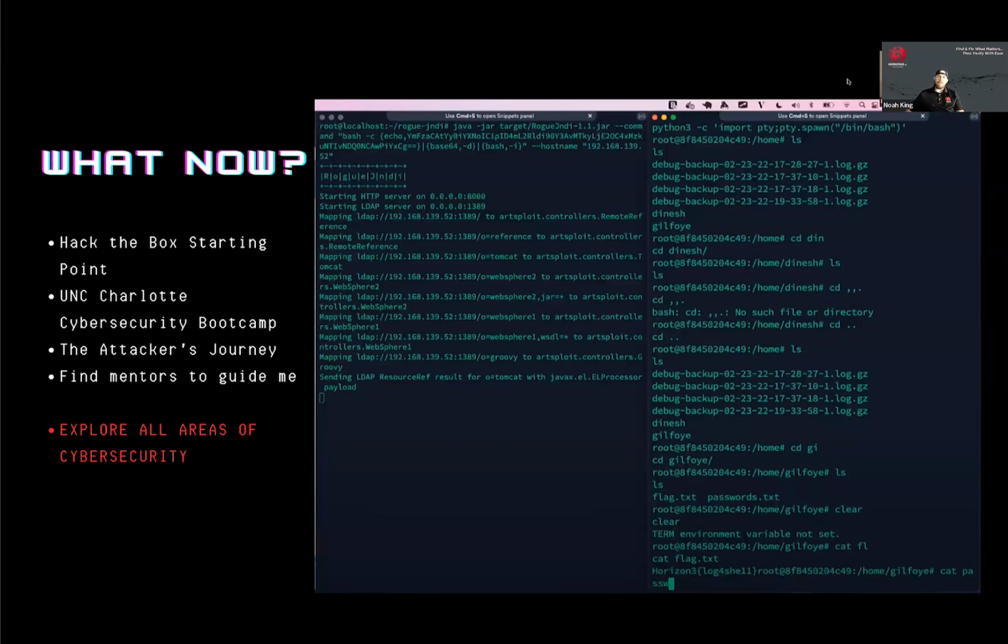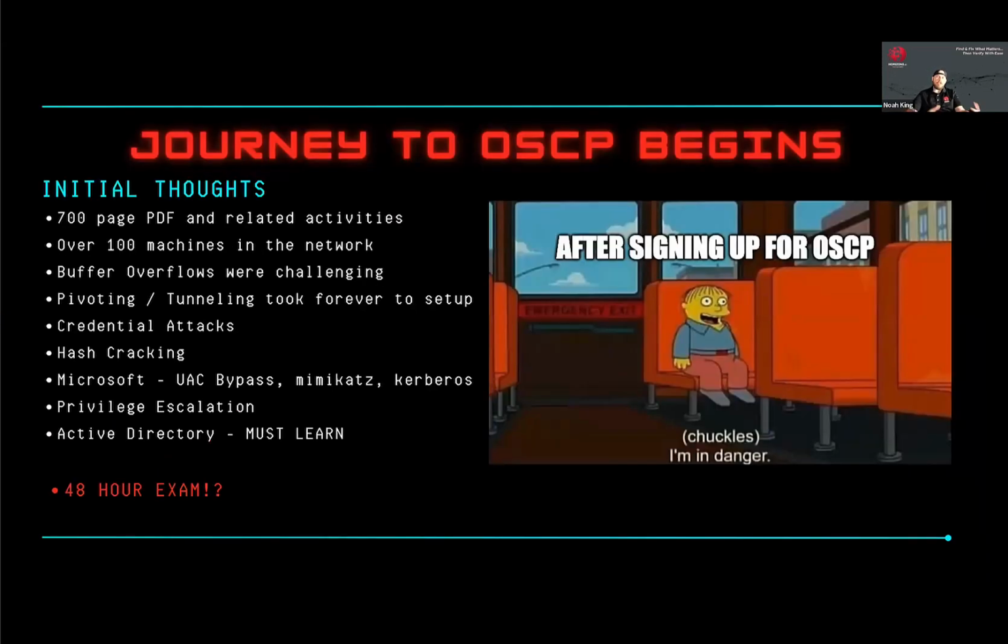All right, I wrote an exploit. What do I do now? And I did this for about 6 months, 7, 8 months, maybe. And then I moved on from there. So from there, what now? Well, the journey to OSCP officially begins.